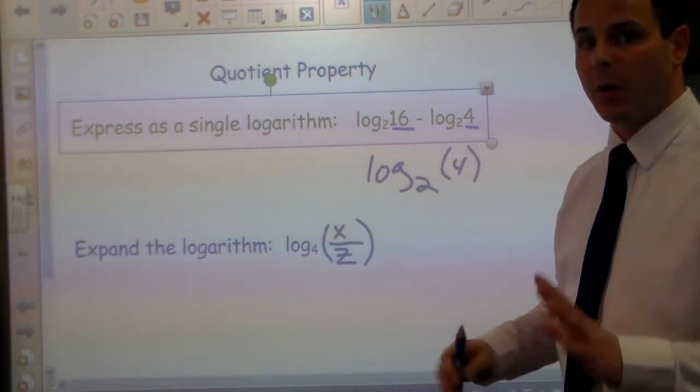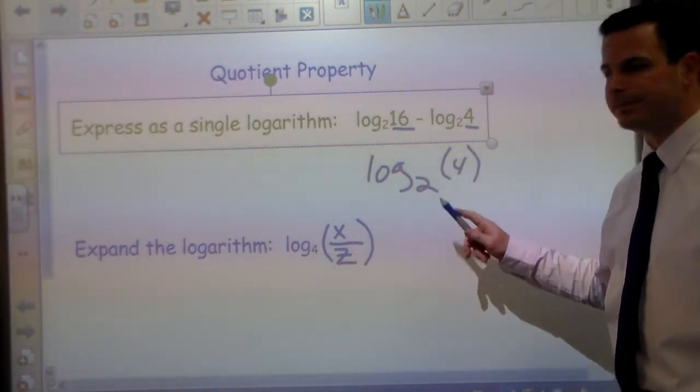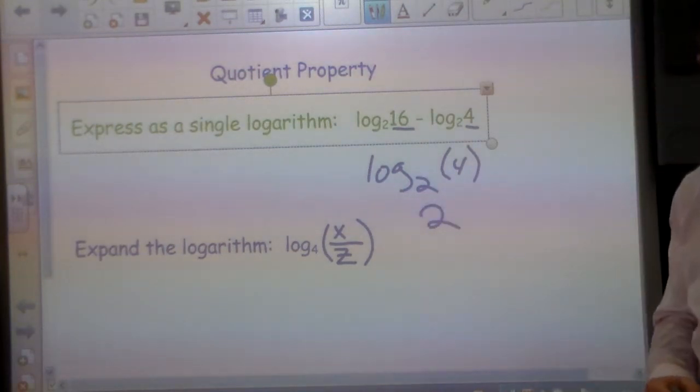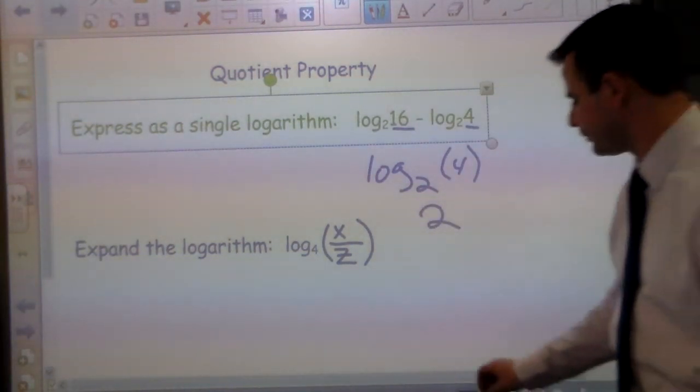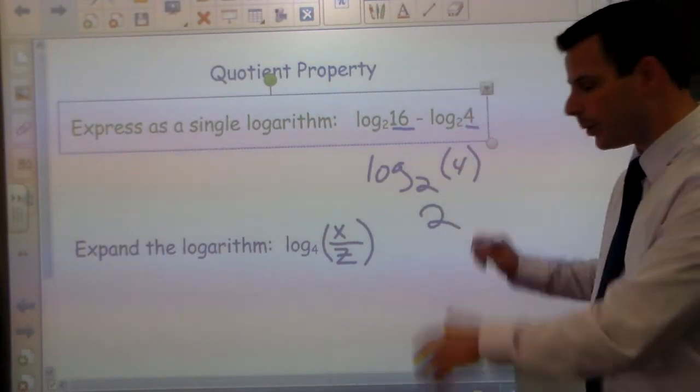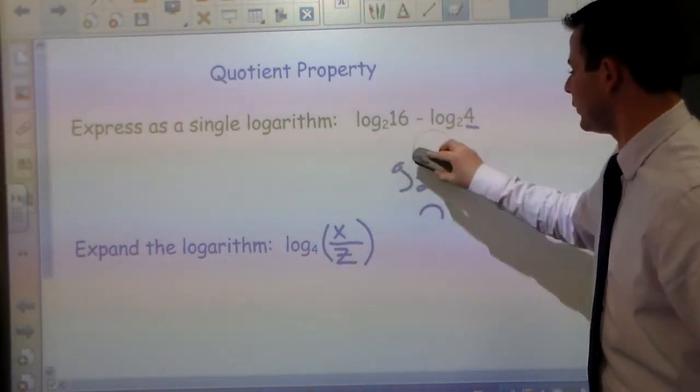That's 4. So now what this is saying is 2 to what power is 4? 2. Let's think about this another way. So this expression is all equal to 2. Let's do this a different way.